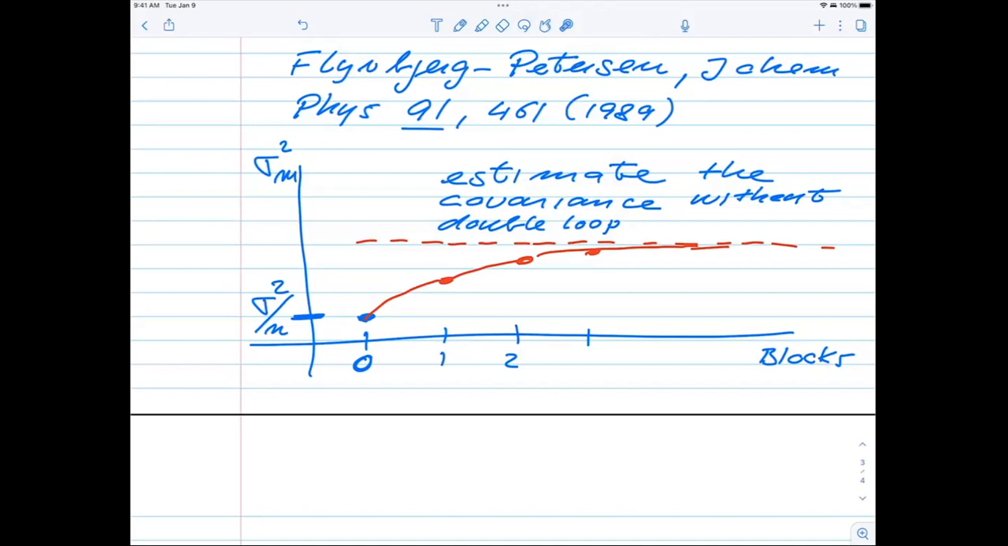So the basic philosophy of this method is to give an estimate of the covariance without calculating the double loop. So it doesn't sound that exciting, but it's going to give us a very good estimate of the standard deviation. Now, the other method which we discussed last week was this Bootstrap method.